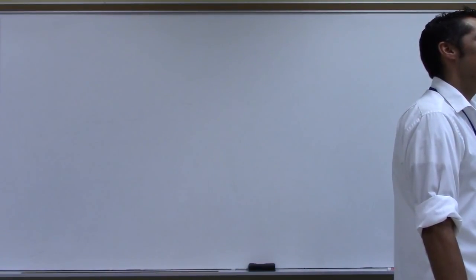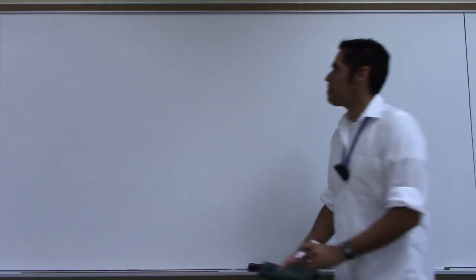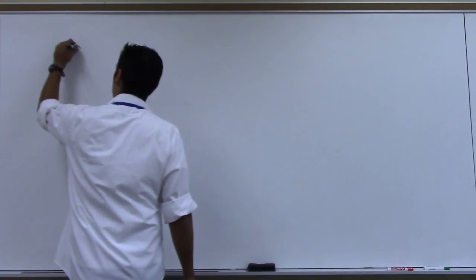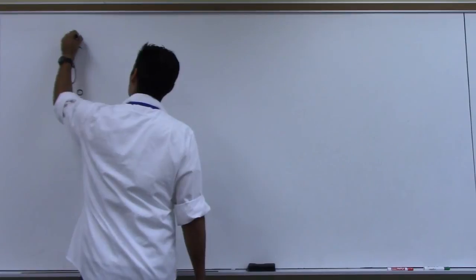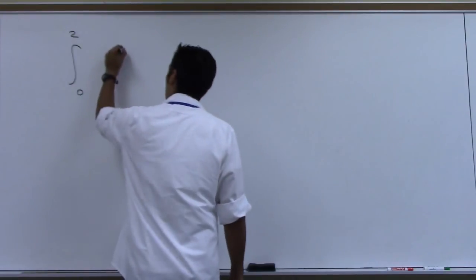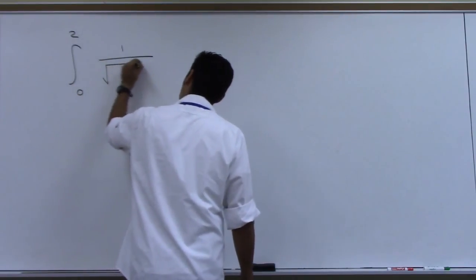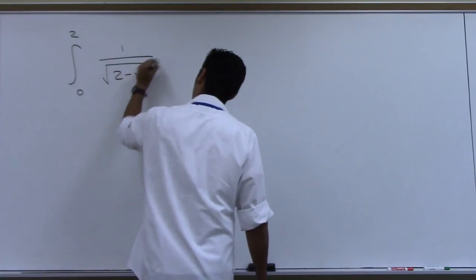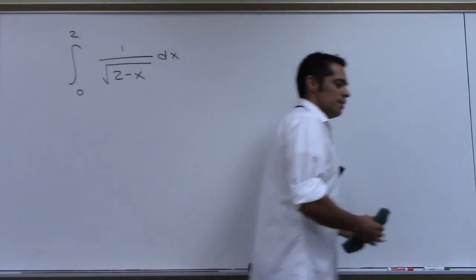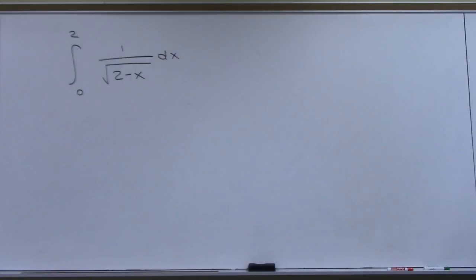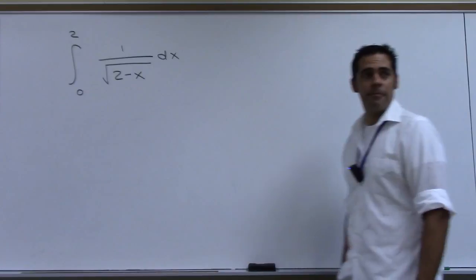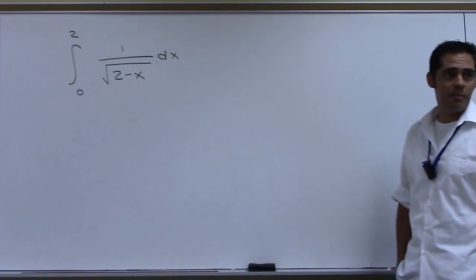All right, this one. Yeah, let's look at this one. What about the integral from 0 to 2 of 1 over the square root of 2 minus x dx? This is really a similar problem to what we just did. It is not a type 1, right? It's pretty easy to see it's not type 1.